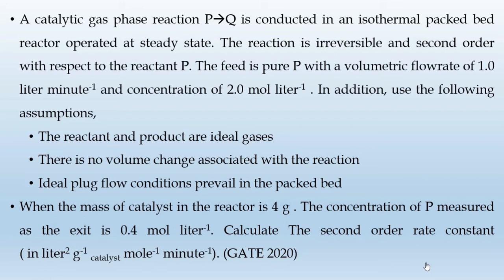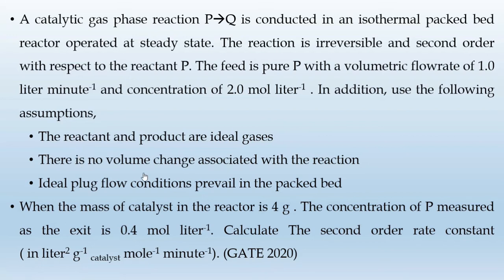In this video lecture, let us solve a problem from Chemical Reaction Engineering. I have taken a problem from GATE 2020. Let us look at the problem. A catalytic gas phase reaction P gives Q is conducted in an isothermal packed bed reactor operated at steady state. The reaction is irreversible and second order with respect to P. The feed is pure P with a volumetric flow rate of 1 liter per minute and concentration of 2 moles per liter. In addition, use the following assumption, that is, the reactant and product are ideal gases.